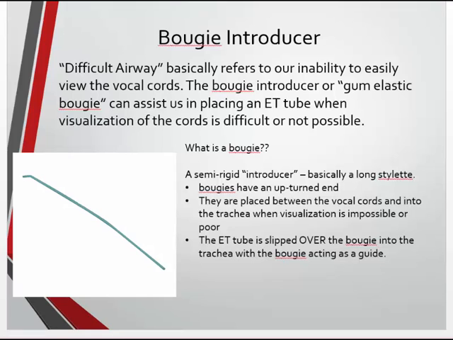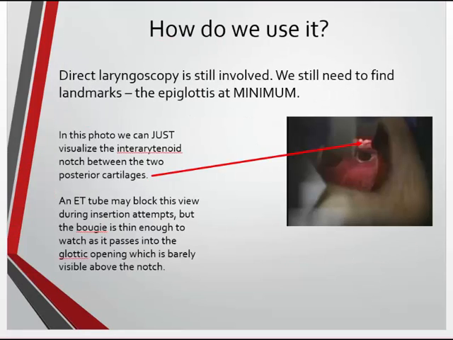All right, so what the bougies are, they look like this. They're fairly long. They've got an upturned end. And basically, when you can't see the cords, or when you can barely see the cords, this is placed in, and then you put that into the trachea, and then your ET tube goes right over top of it. So this is kind of like a guide. You're threading the tube into the trachea. And we'll talk about this procedure here. Let's say you're looking. So there's still a direct laryngoscopy involved.